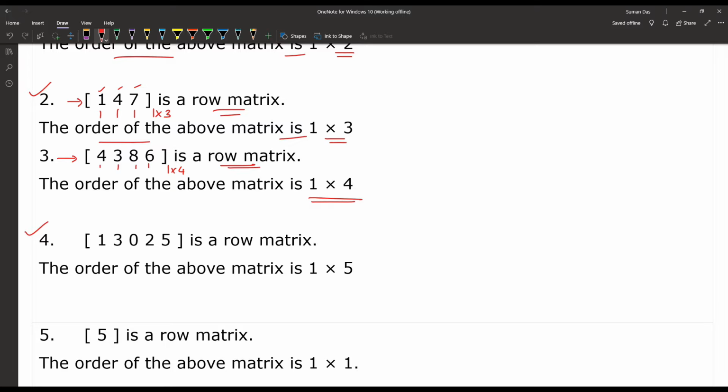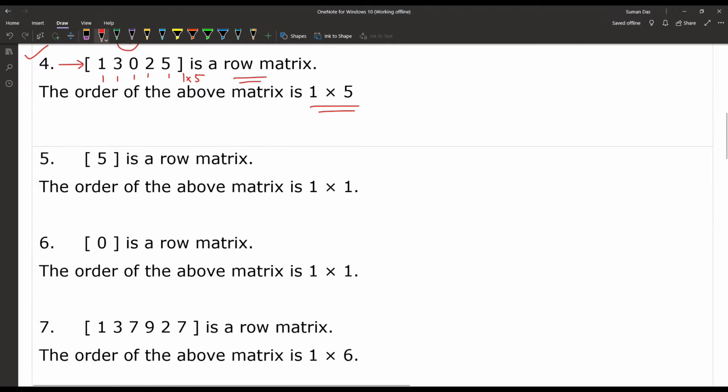In the next example, the elements are 1, 3, 0, 2, 5. That means 5 columns. So we may write the order of the matrix as 1 cross 5 because, once again, there is only one row. So that is also another example of a row matrix.